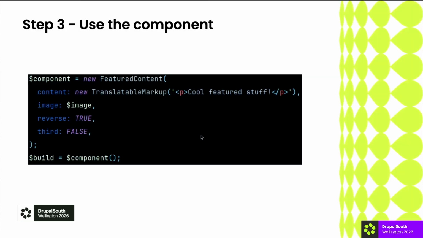So rendering a component looks something like this. We build the component, we create a featured content class, we pass in the 4 variables that we defined, so some markup, an image, and our booleans, and then we just call the component or invoke it. So at the bottom there, build equals component with the brackets is invoking the component, and the output of that would be a render array.